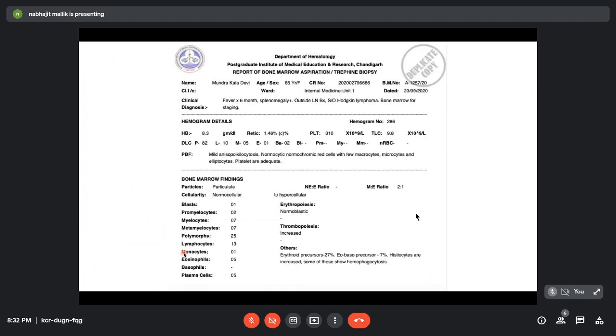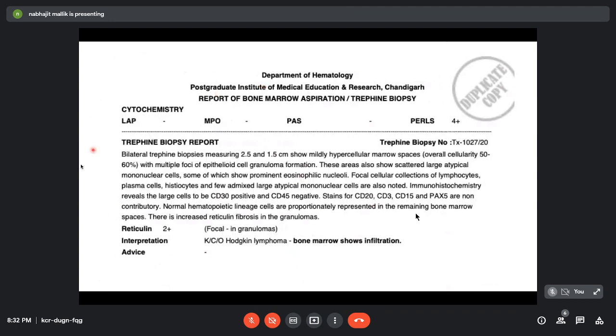I'll finish by showing a report from our department of a patient. We give the names and the details of this patient. We look at the bone marrow aspirate findings, and then we look at the trephine biopsy report. We give any cytochemistry, if there is any, and we finally give the trephine biopsy report.